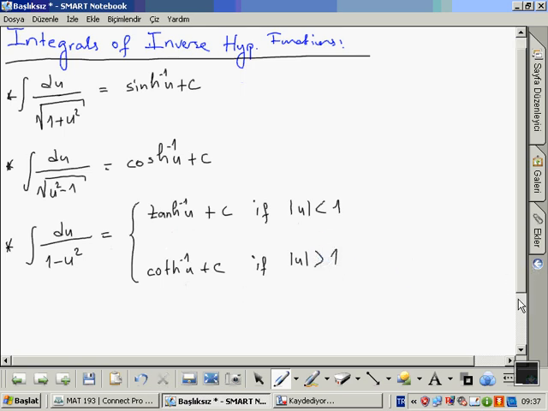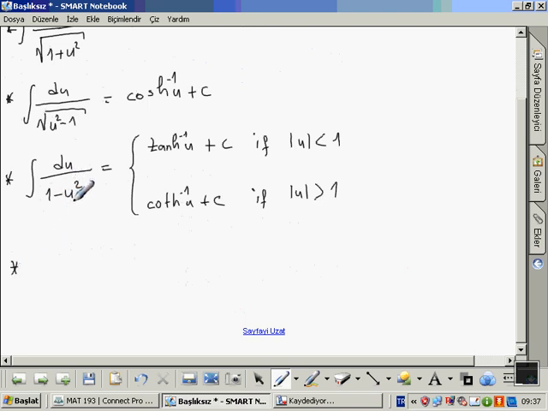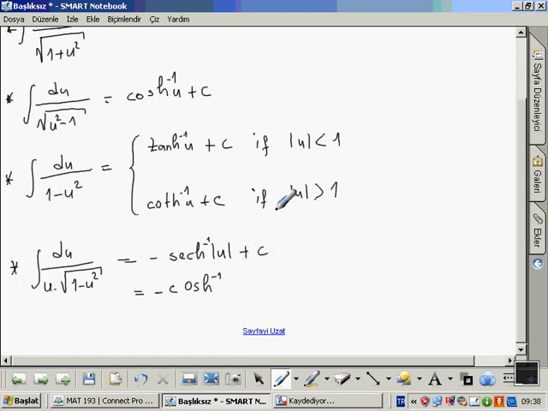And the integral of du over u times the square root of 1 minus u squared is equal to minus inverse sech of the absolute value of u plus c, or you can write it as minus inverse cosh of 1 over the absolute value of u plus c.